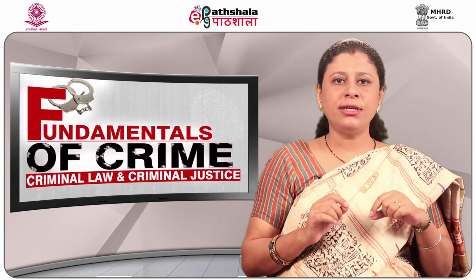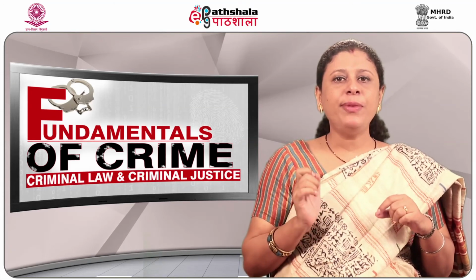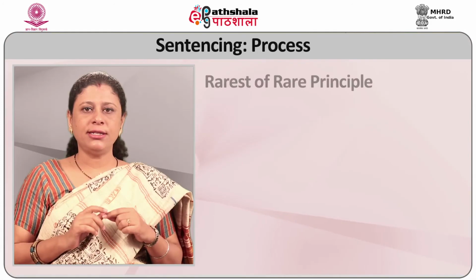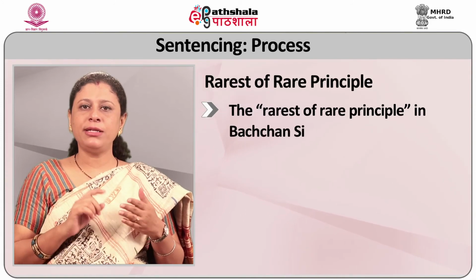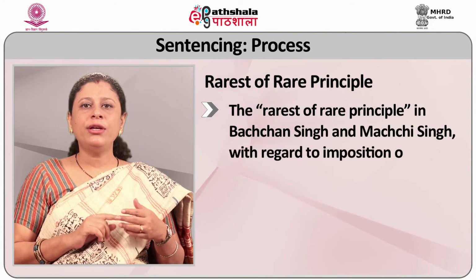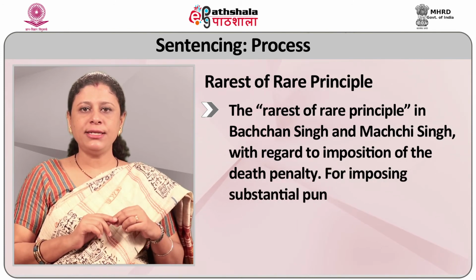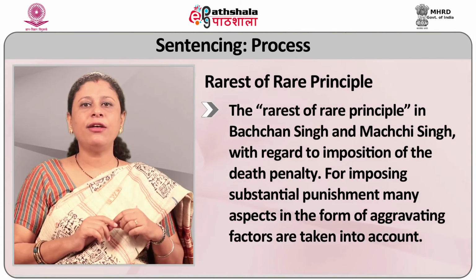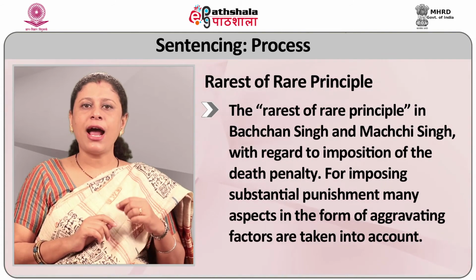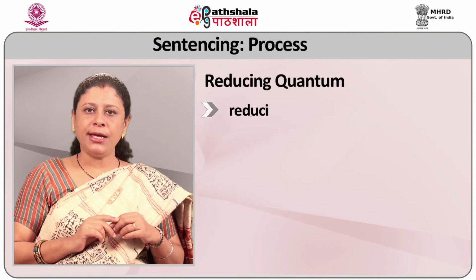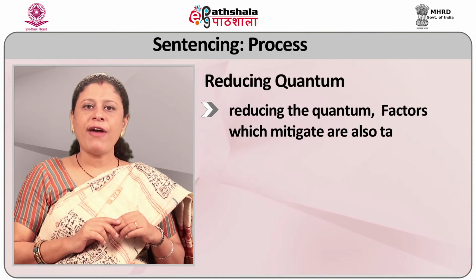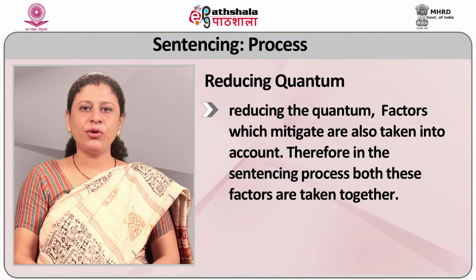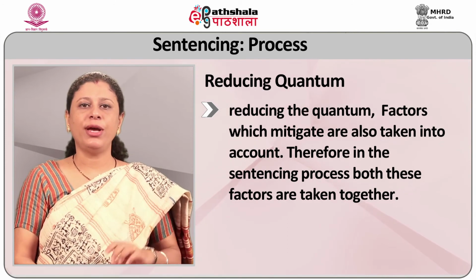Factors that influence sentencing have been clearly settled by a series of court pronouncements. For instance, the rarest of rare principle in Bachan Singh and Machhi Singh with regard to imposition of the death penalty. For imposing substantial punishment, many aspects in the form of aggravating factors are taken into account. Similarly, for reducing the quantum, factors which mitigate are also taken into account. Therefore, in the sentencing process, both these factors are taken together.